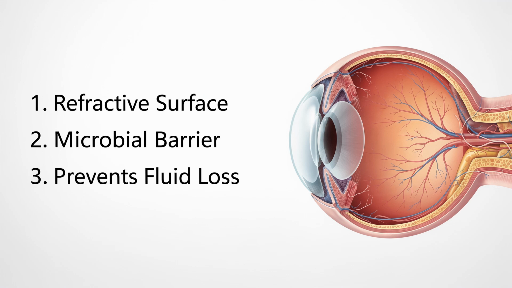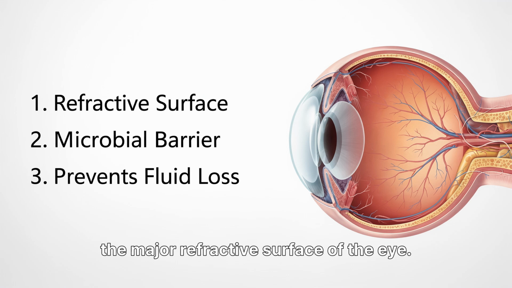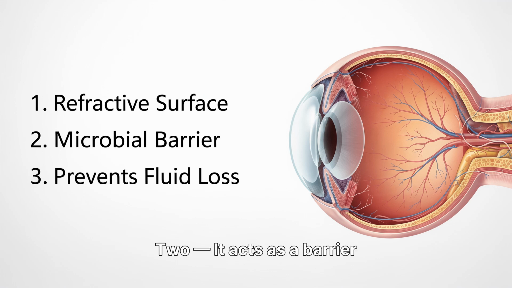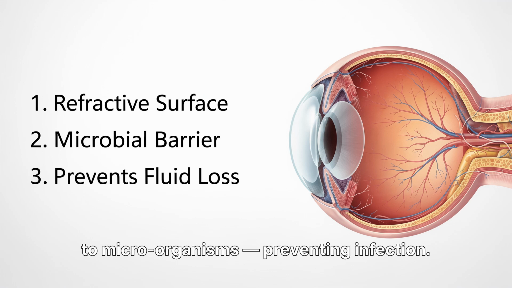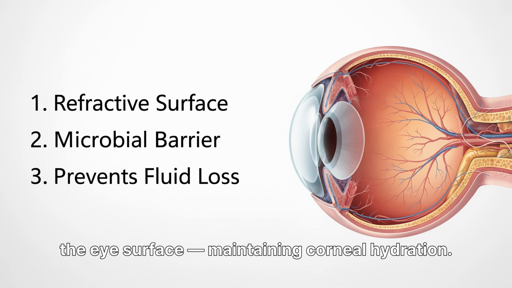Summary. 1. It has regular thickness with a smooth wet surface, serving as the major refractive surface of the eye. 2. It acts as a barrier to microorganisms, preventing infection. 3. It prevents fluid loss from the eye surface, maintaining corneal hydration.